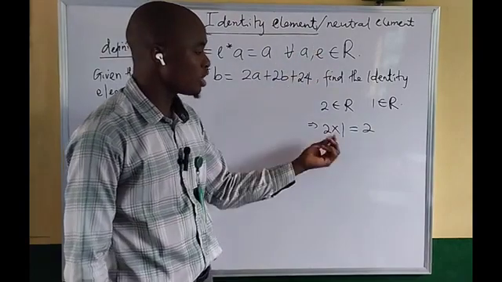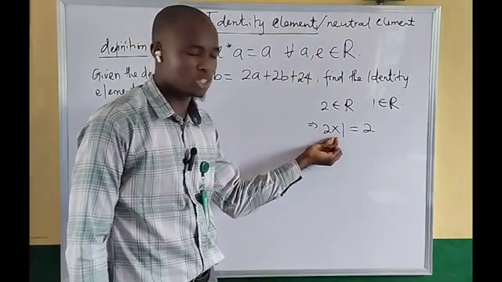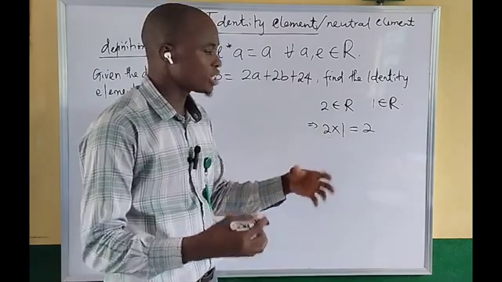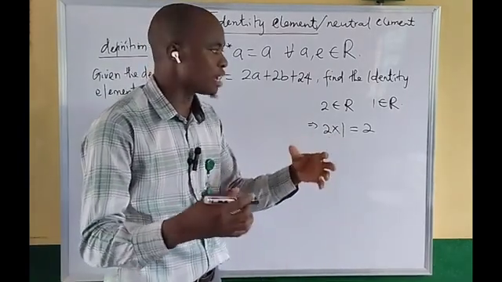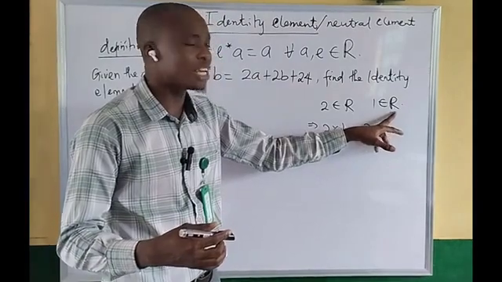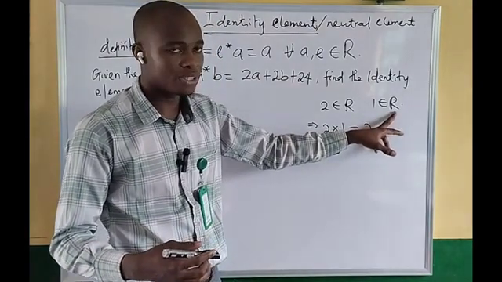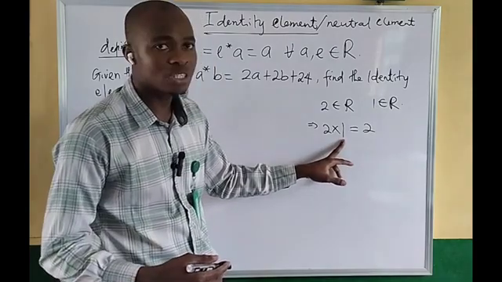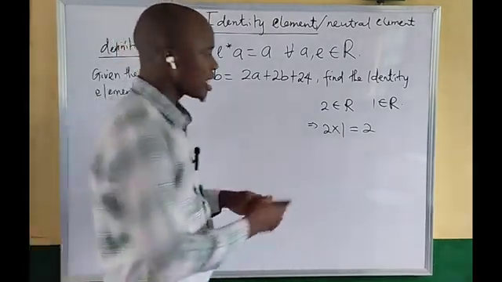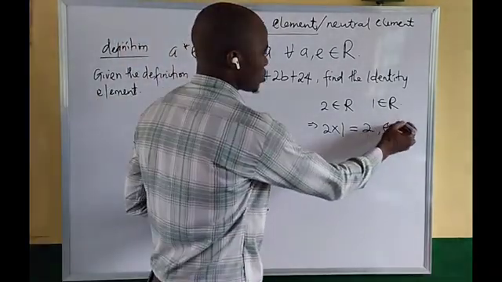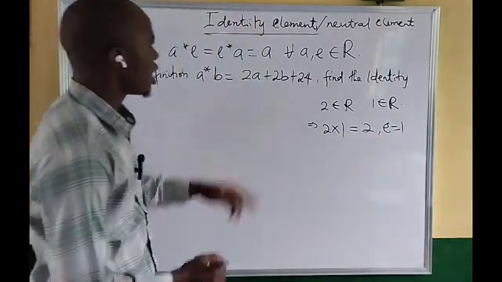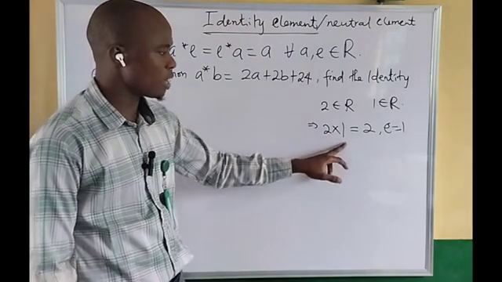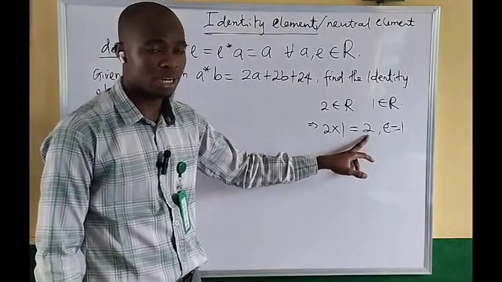Are you getting it now? When you have the operation multiplication, 2 and 1 are both members of the set of real numbers. Are you following me? So this one here serves as our E; our E here is 1, which is the identity. Are you following me now? Because when you multiply 2 by 1, it gives us the number again.